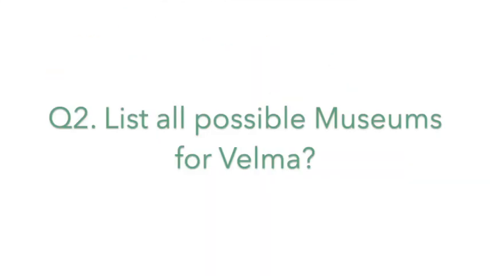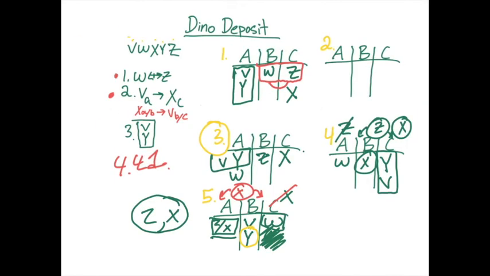And last, we're asked to list all the places Velma could go. Well, we see in questions 1 and 3, Velma could go in Museum A. We see in question 5 that Velma can go in Museum B. And we see in question 4 that Velma was allowed in Museum C. So the correct answer of where could Velma go, list all possibilities. Well, Velma can go in Museums A, B, and C.